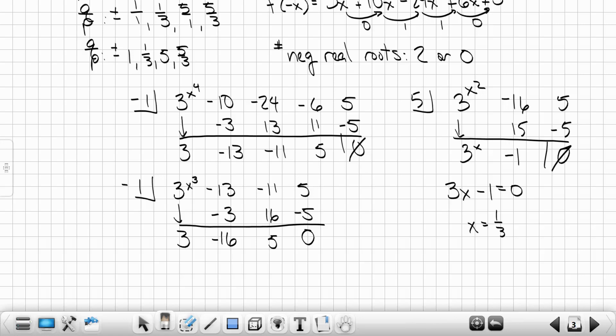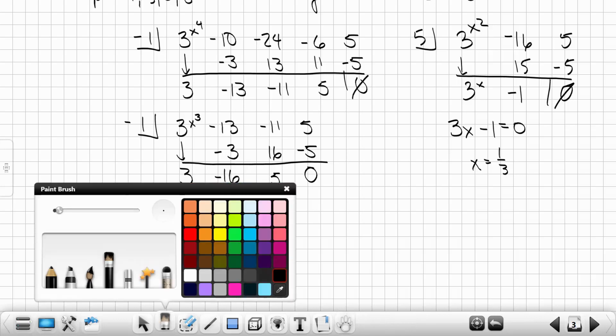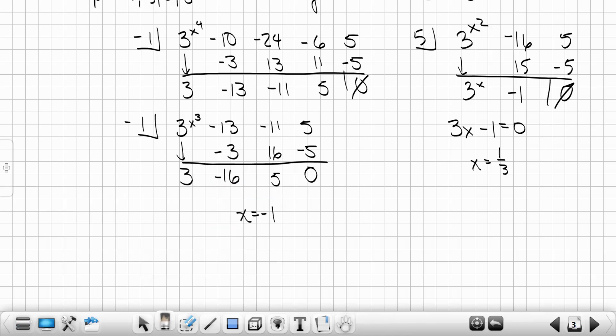Right. So our solutions, therefore, are x equals -1, x equals 5, and x equals 1/3. Since -1 occurred twice, we simply add the words multiplicity 2. If you get something and it happens 4 times, you can just say multiplicity 4. However many times it occurs, that's the multiplicity.